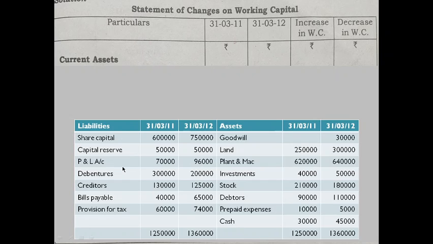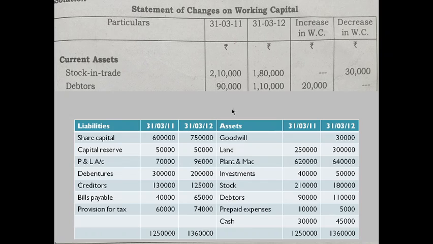If you go through the items on the current asset side, first one, stock. In the beginning it was 2,10,000. In the closing it was 1,80,000. So there was a decrease in the value of the asset, so it has to be considered as a decrease in working capital, that is 30,000. Next, after stock, the next item is debtors. Debtors in the beginning were 90,000. In the closing they were 1,10,000. So there is an increase in the value of assets, so it is considered as an increase in working capital.